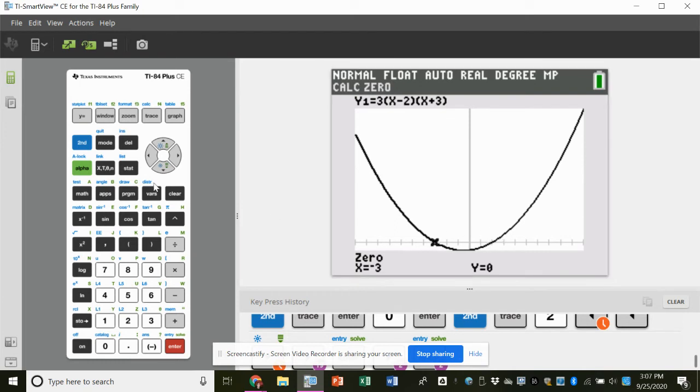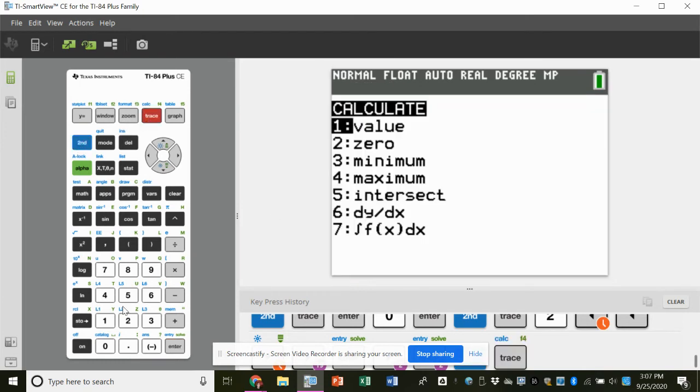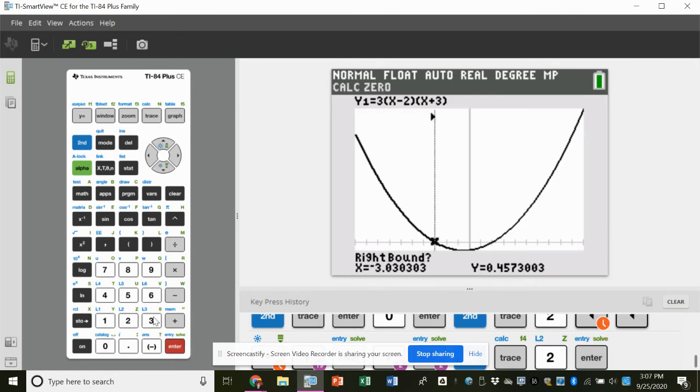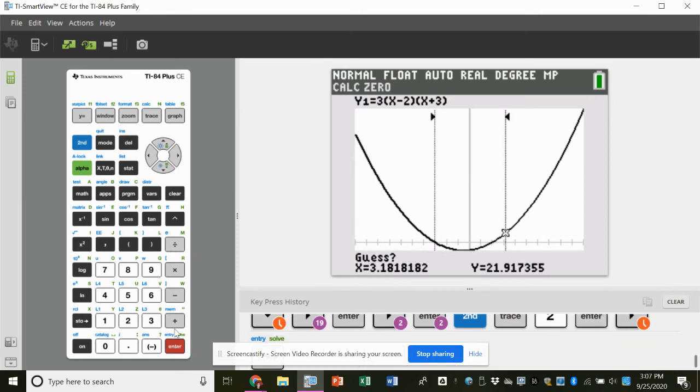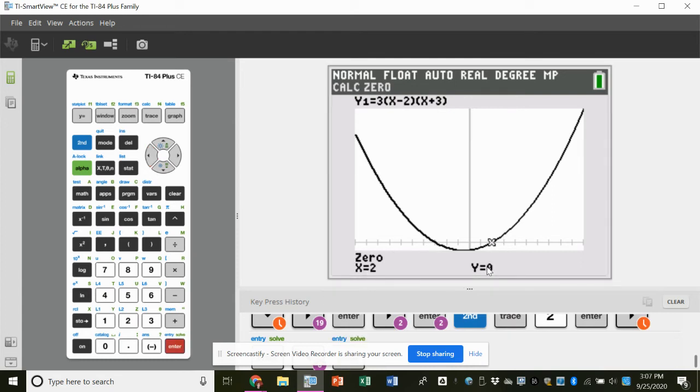If we wanted to find the right 0, we would have to do second trace 2 again. And again, it wants the left bound. It wanted the left bound, and I didn't get it for it. Now we're giving it the right bound. And since I probably screwed up the left bound, I can put my cursor really close to what I'm looking for and give it a guess. And it tells me that that next 0 is at 2.